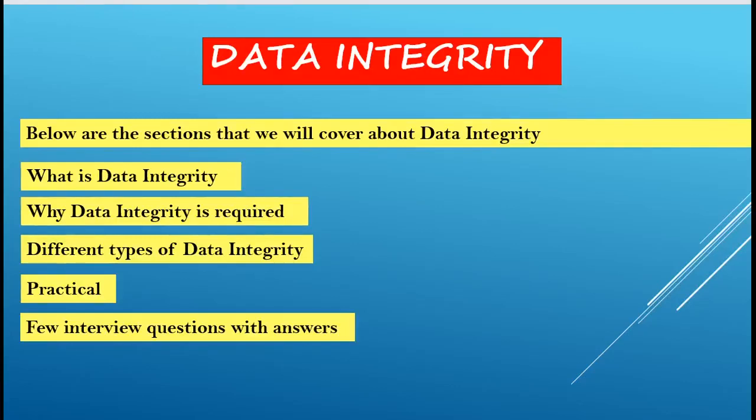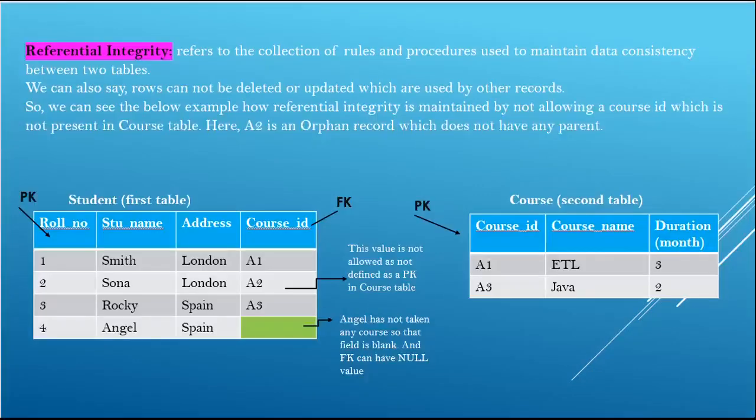So in this session, we are gonna cover referential integrity, domain integrity, and user-defined integrity with practicals. Referential integrity. This refers to the collection of rules and procedures used to maintain data consistency between two tables. We can also say rows cannot be deleted or updated which are used by other records.